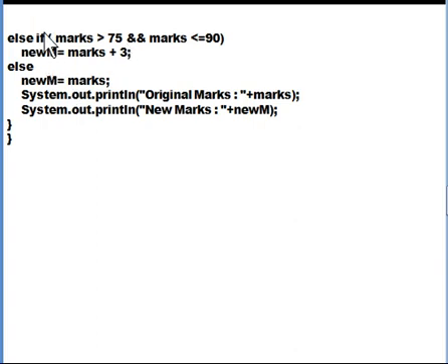If none of the condition above is true, then else will work, wherein new m will be equal to original marks, because no changes will be done if the marks are greater than 90. What will happen after this? I'm going to display the original marks and the new marks using the variables. Original marks will be stored in the variable marks, and new marks according to the modification will be stored in new m, and the program will end.